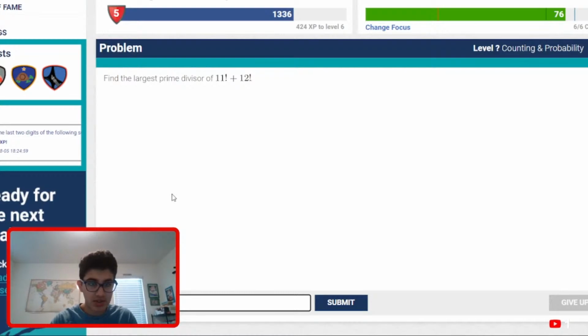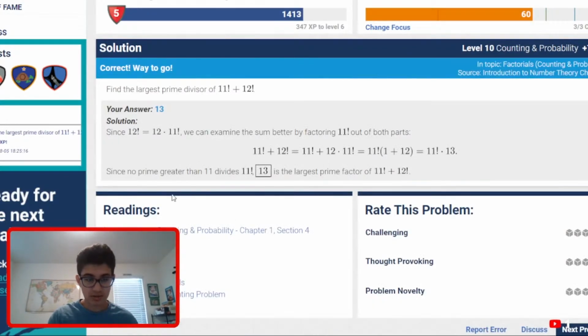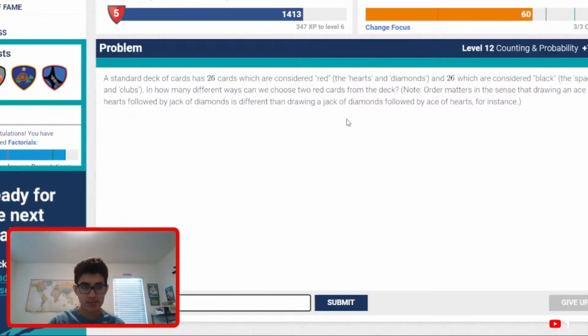Find the largest prime divisor of this. It should just be, see, I was about to say 11. Well, yeah, I was about to say 11, but notice that it's 11 factorial times 13. So it'll be 13 instead. A standard deck of cards has 26 cards which are considered red and 26 which are considered black. In how many different ways can we choose two red cards from the deck? So it's 26 times 25. That's 650.